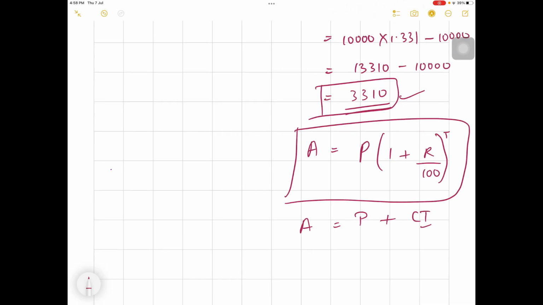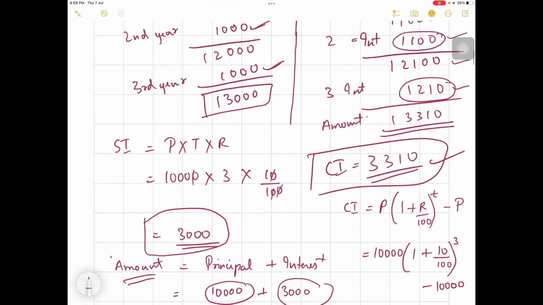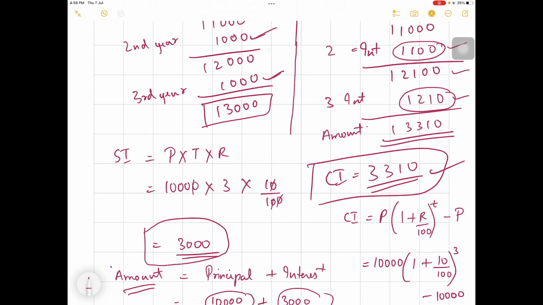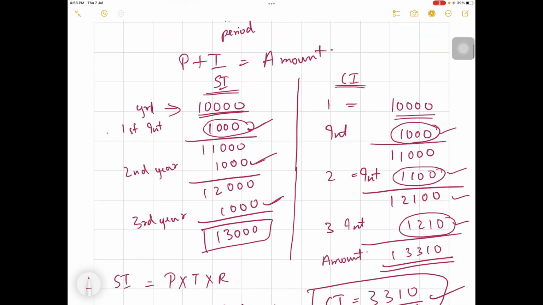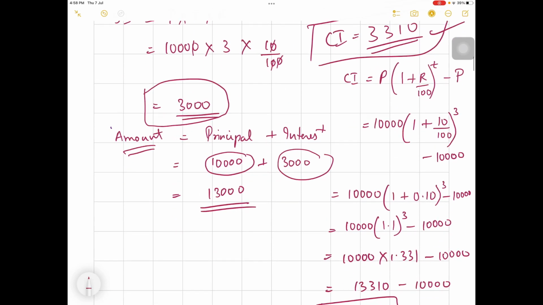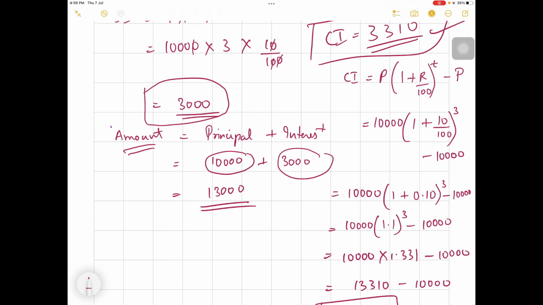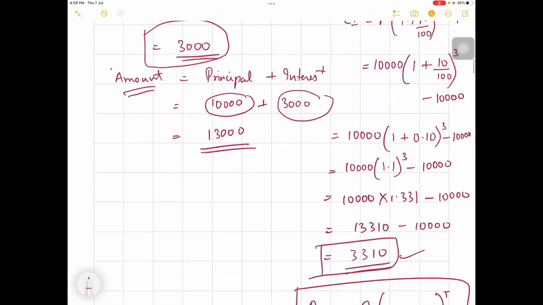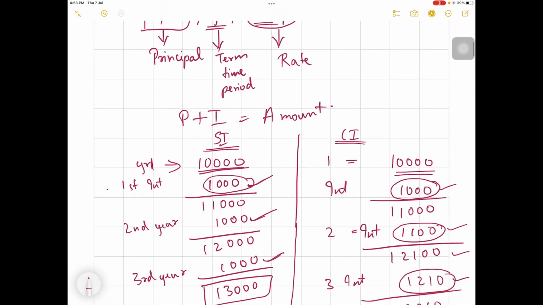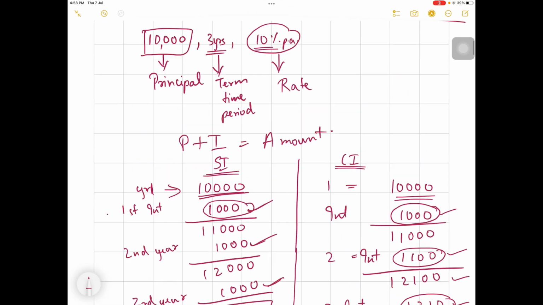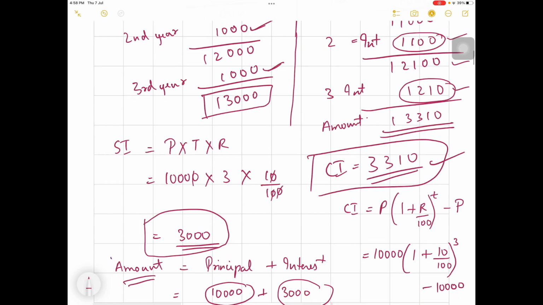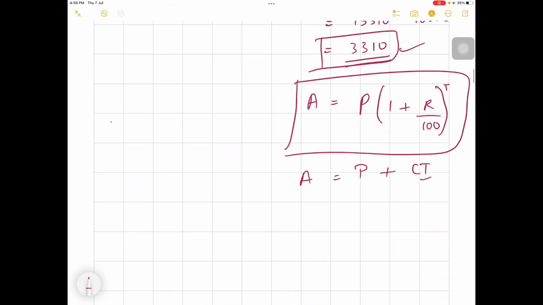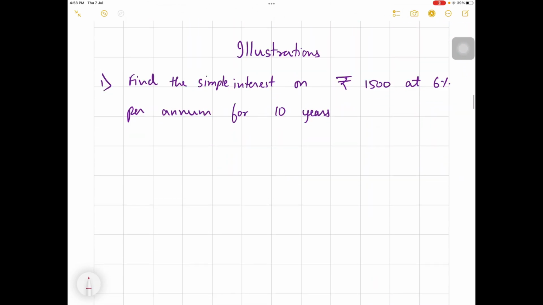To find out R and T, there is a different formula in which you need to use a log table. So we will do that later. So this is the difference between simple interest and compound interest, and I am sure you all already knew it because you have already studied it in your school. Correct? Let's solve a few problems of simple interest today, and that's it for the day.